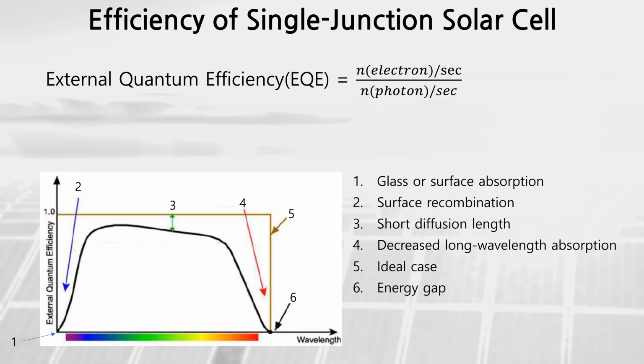The quantum efficiency of a typical solar cell is shown in the following graph. First, short wavelength light is absorbed by the external glass or surface. Afterwards, the efficiency remains lower than the ideal case due to surface recombination or short diffusion length, and as the energy of light approaches the band gap, the absorption efficiency decreases, and light with energy below the band gap cannot be absorbed at all. Light from the sun has a continuous spectrum, but there is a limit to increasing efficiency because a cell can only absorb light in a specific wavelength range.